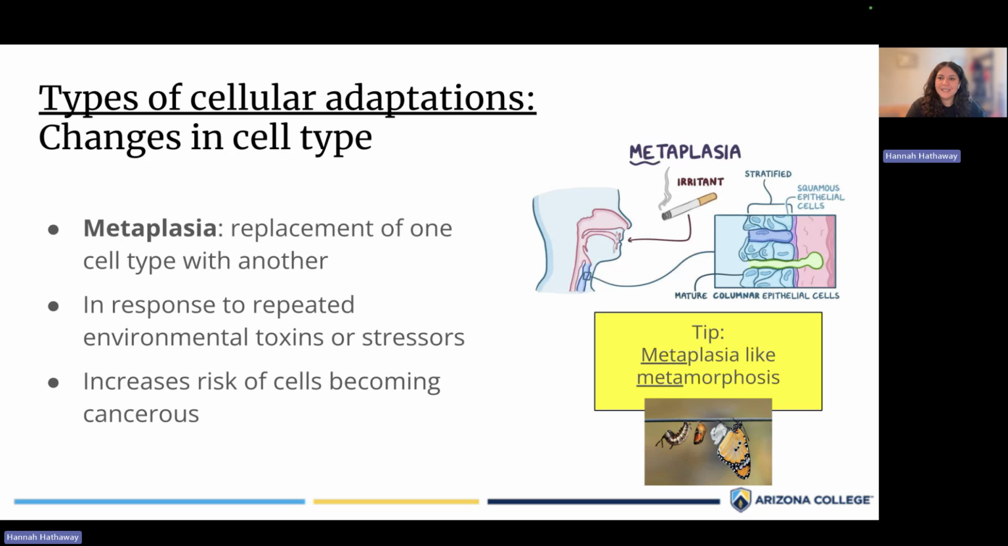But the problem is when cells are changing into a different cell type, it's possible during that change that the cell might develop some mutations or maybe take off some of the regulations that prevent it from growing and dividing out of control. So it turns out that any sort of metaplasia predisposes that cell to becoming cancerous. So even though this is an adaptation that's trying to help the cell, in the long run, it could be harmful to the patient because it does increase the risk of those cells becoming cancerous in the future.